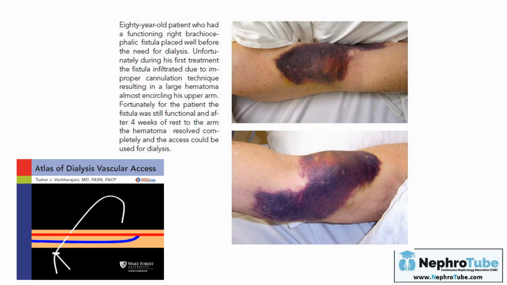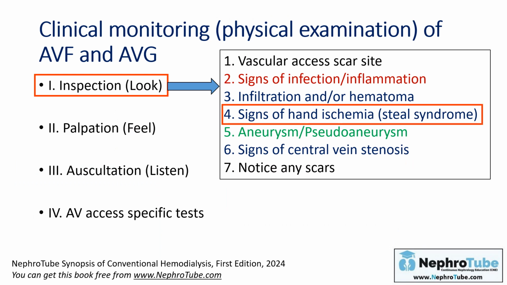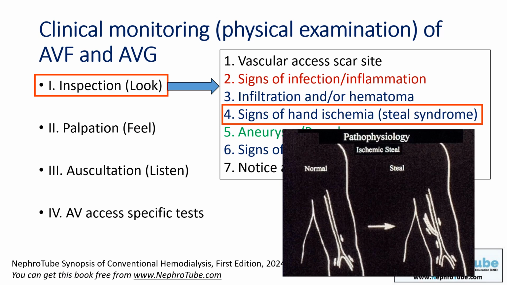Infiltration or hematoma can develop due to improper cannulation technique, and we mentioned how to avoid infiltration and hematoma formation in our patients. Then you have to search for signs of hand ischemia, Steal syndrome. We will talk about Steal syndrome in detail in the next lecture when we will talk about the complications of arteriovenous fistula and graft.